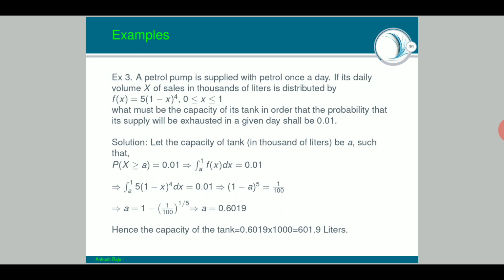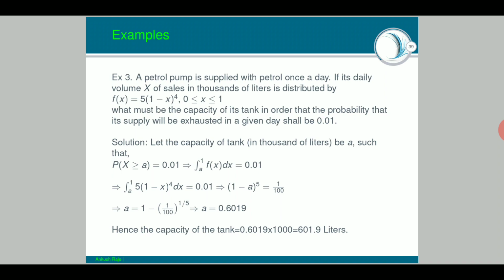What is the probability that the supply will get totally exhausted on a given day? So I should not put a less than sign, I want a greater than or equal to sign there because of that word exhausted. So it will be the probability of x greater than or equal to a. Whenever greater than or equal to a is there, the lower limit will be a and the upper limit will be the upper limit of your interval, which here is 1. So the integration from a to 1 of f(x) dx equals 0.01, that is, the integration from a to 1 of 5 into (1 minus x) whole to the power 4 dx is 0.01.